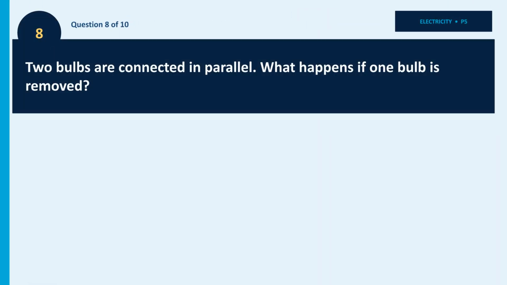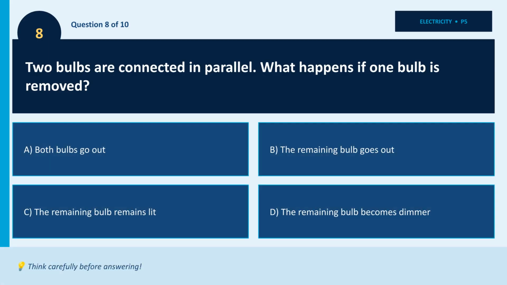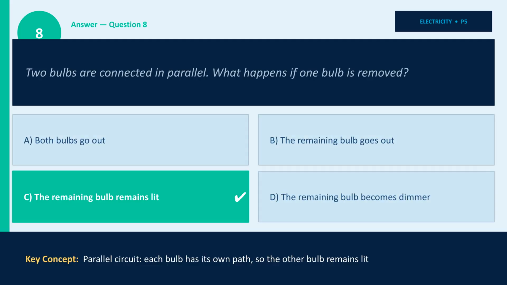Question 8. Two bulbs are connected in parallel. What happens if one bulb is removed? Consider the multiple paths in a parallel circuit. The correct answer is C. In a parallel circuit, each bulb has its own path, so removing one bulb does not affect the others, and the remaining bulb stays lit.